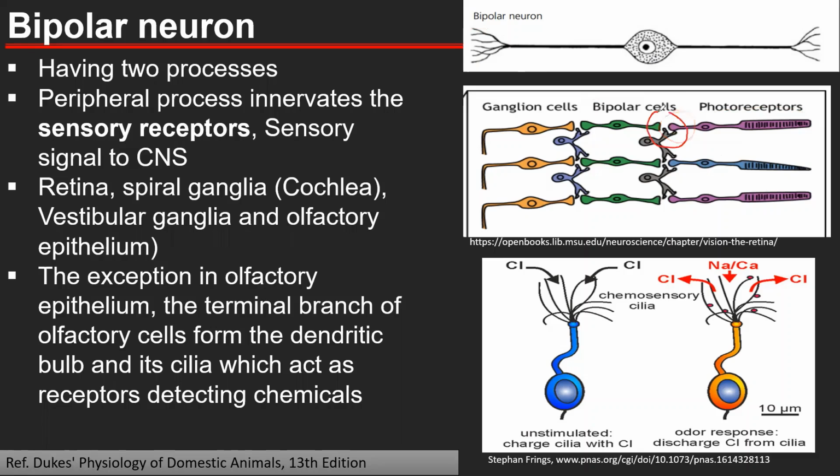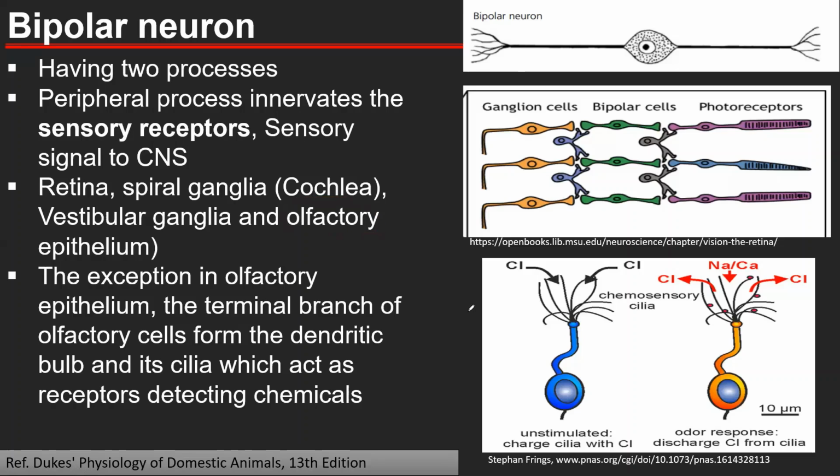So these are in the retina, and in the cochlea or the vestibular organ, they link or attach with the hair cell, where they take the information to the ganglia, then to the CNS. So in sense organs like the retina and hearing from the ear, we find the bipolar neuron, and also in the olfactory epithelium, for olfaction, we find the bipolar neuron.